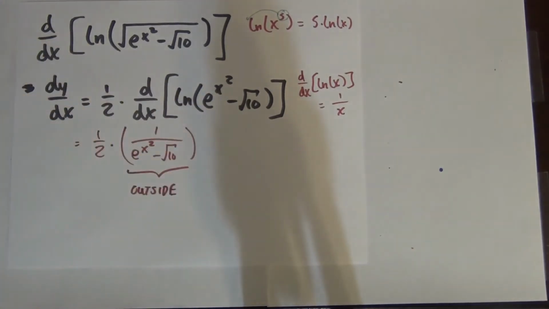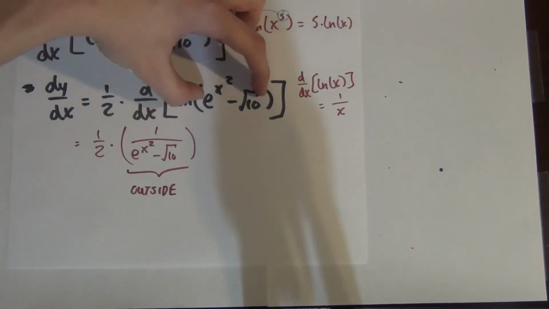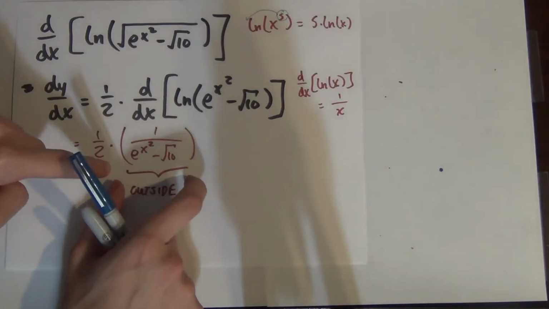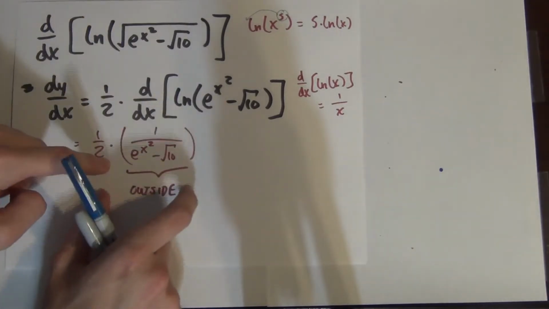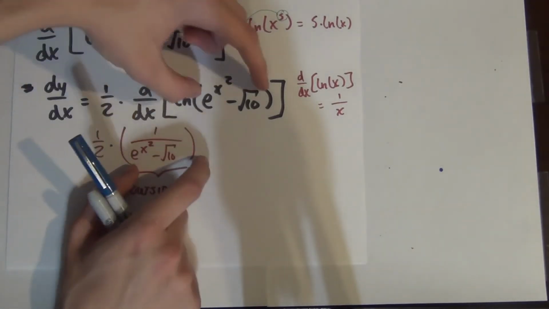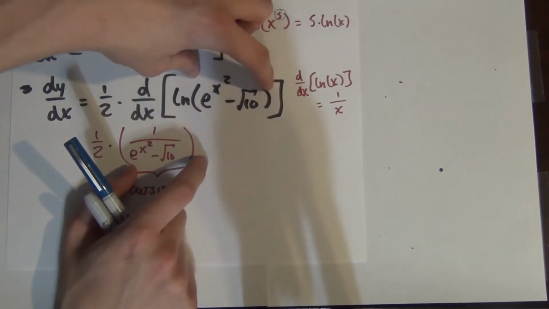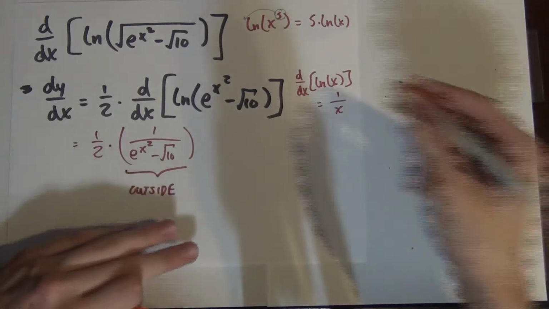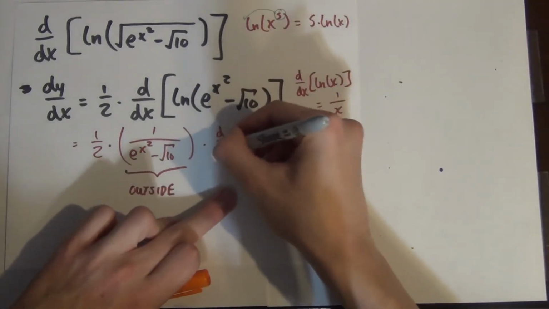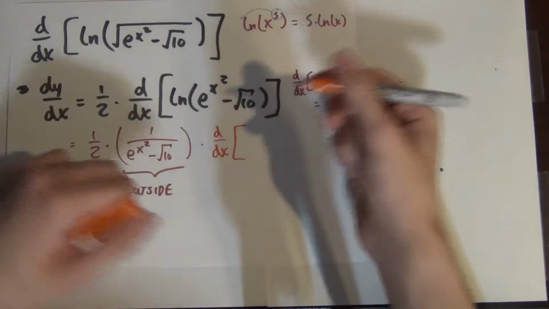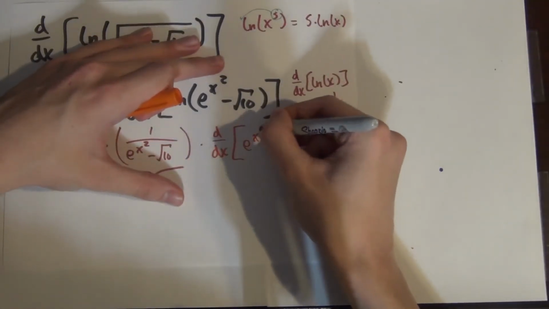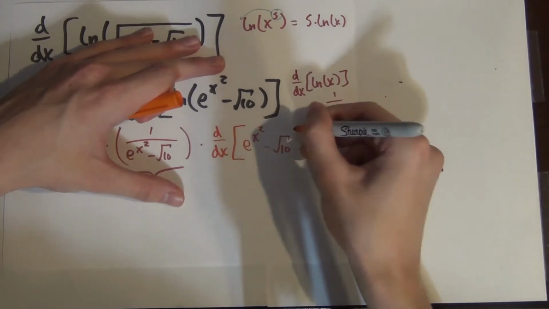Okay, but in actuality you're really setting this to equal some variable u and differentiating with respect to u. But since I'm in terms of that variable u, I have to multiply by whatever this derivative is with respect to x. So I now have to take the derivative with respect to x of this inside function. My inside function is e to the x squared minus the square root of 10.